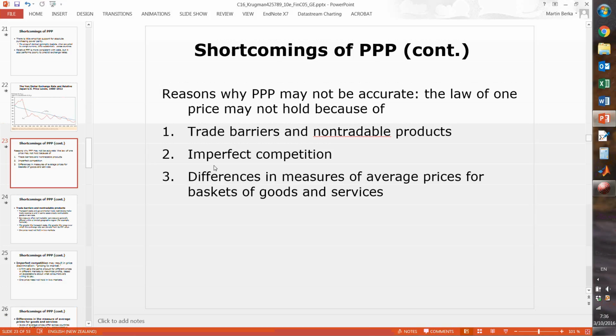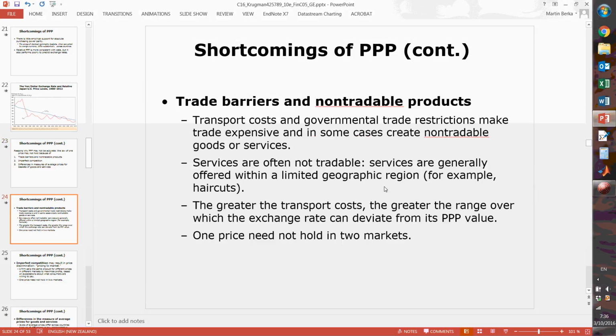And finally, differences in the measures of average prices for baskets of goods and services. Well, you can measure things differently, but I think the first two are the main ones. And the third one is, I guess, that the composition of the baskets is different.